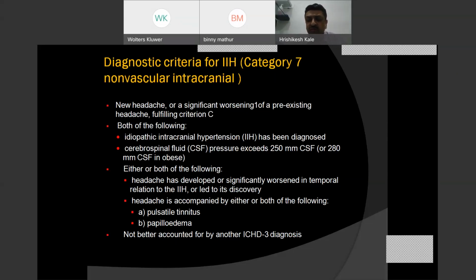Again, imaging is useful in excluding other diagnoses, such as excluding presence of a tumor or an infection or a dural venous sinus thrombosis. If there is presence of dural venous sinus thrombosis, then this cannot be categorized as IIH.